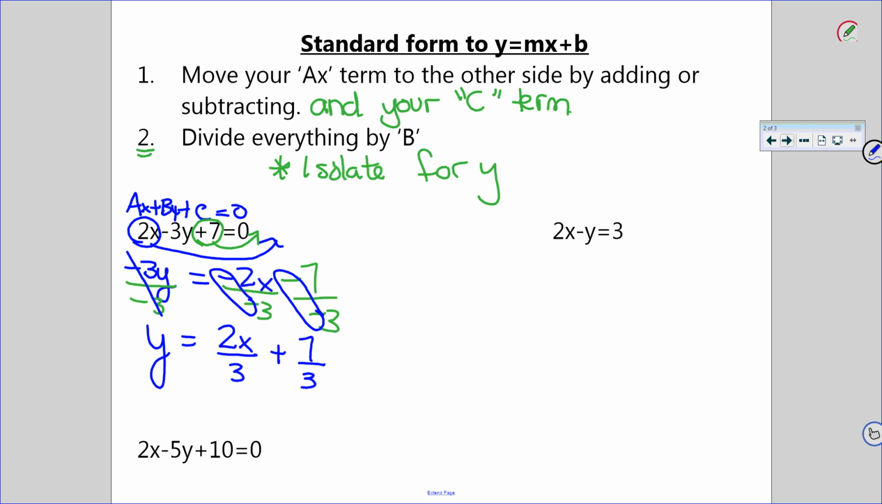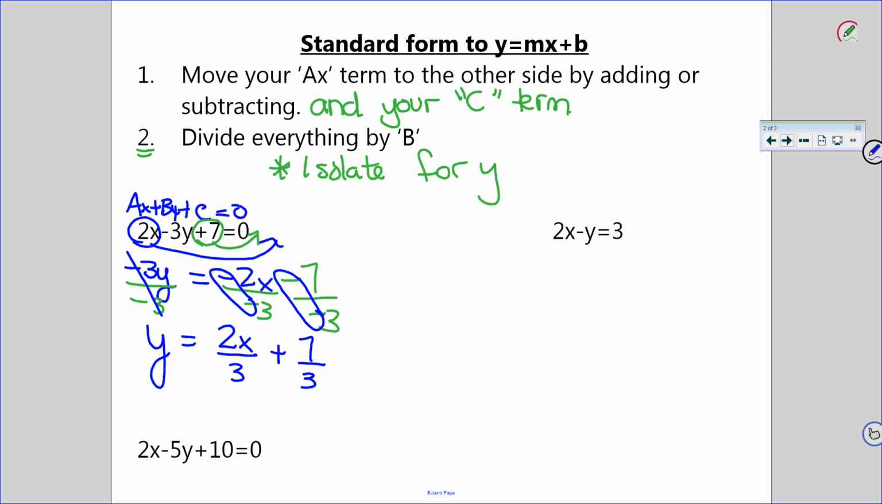Okay, so now we have taken the standard form, which was the original question, and we've converted it into y equals mx plus b. So y equals 2 over 3x plus 7 over 3. No decimals are going to be in this, and you want to make sure that you always reduce when possible.